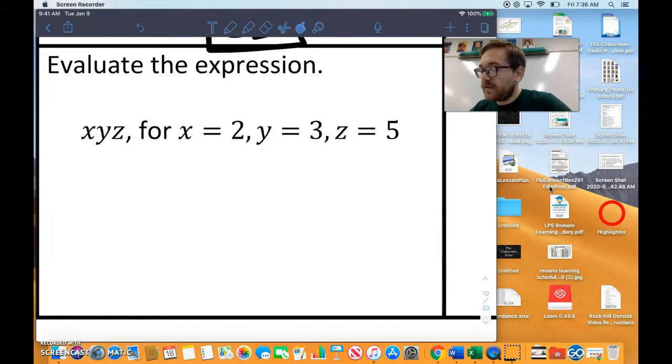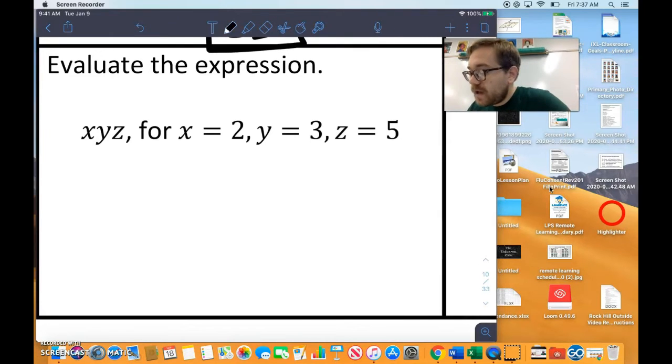All right, so this one, we have the expression xyz, all the letters pushed together like that. What operation's going on there? Multiplication. Whenever we have variables and numbers just pushed together like that, or even if it's just all variables, that's multiplication. So it's x times y times z. And then we have x equal to 2, y equal to 3, z equal to 5. So we're actually going to plug in all of those. Remember, it's just telling us what that variable is equal to, and so we can replace it with that number.